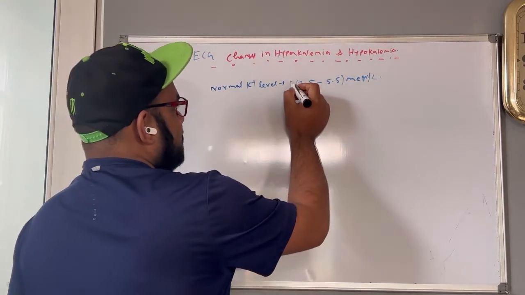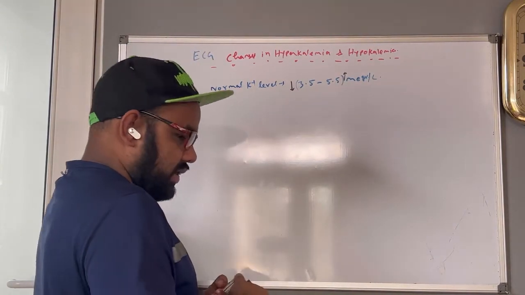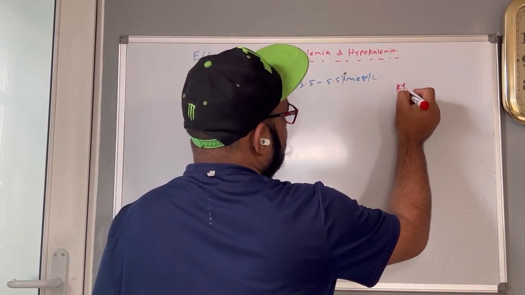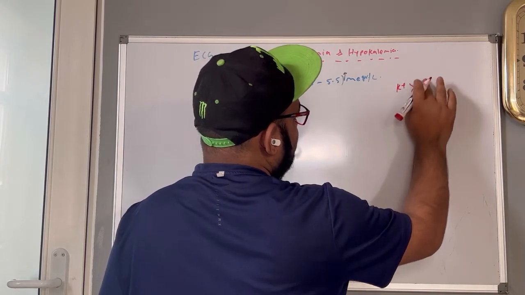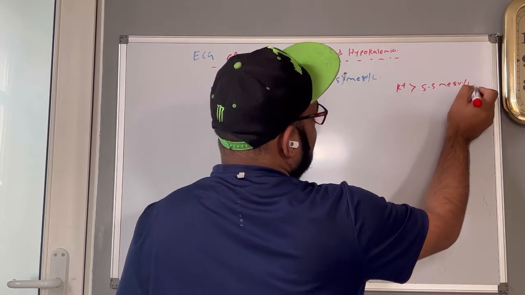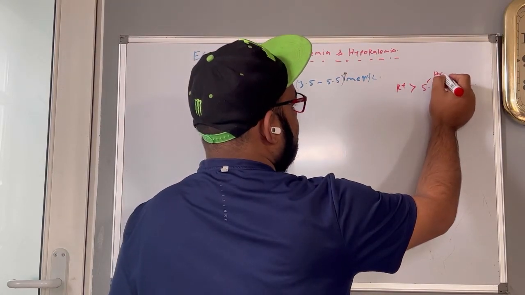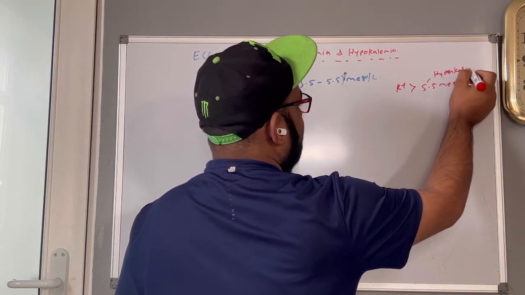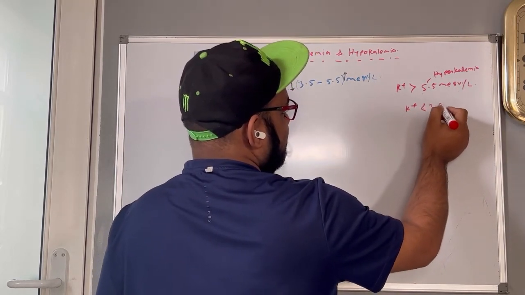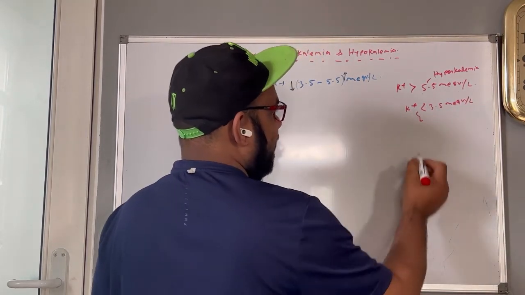If we get the value less than 3.5, it will be regarded as hypokalemia. So if we get a potassium value more than 5.5 milliequivalent per liter, it is known as hyperkalemia. And if we get a potassium level less than 3.5 milliequivalent per liter, it will be regarded as hypokalemia.